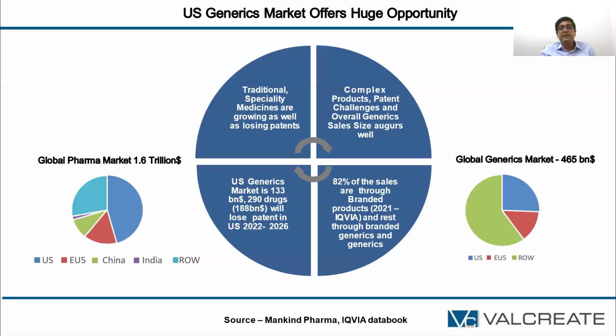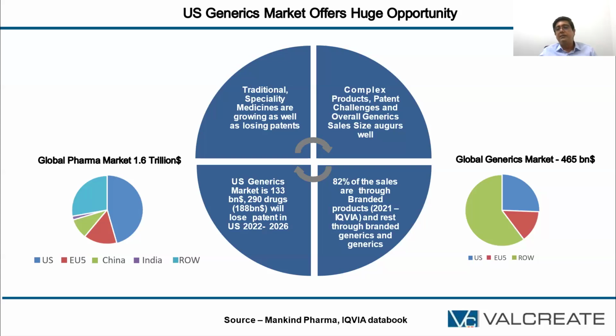82% of the sales in the US, as I said, are branded, and so the remaining are unbranded and generics. You have more opportunity in complex products, in patent challenges, as well as some of the larger innovator products which are going generic. So that generic industry will keep growing in size because some of these products are at a high price. And when their price declines, it doesn't decline as much as the normal generic or run-of-the-mill generic does. But specialty medicines are also growing, and so the generic market will keep growing over a period of time.